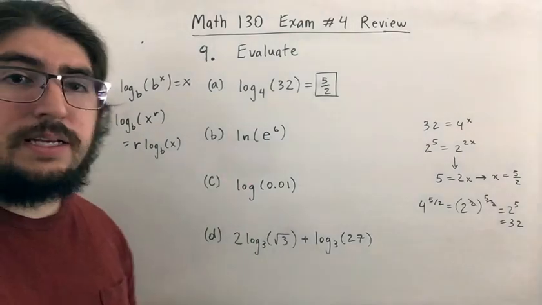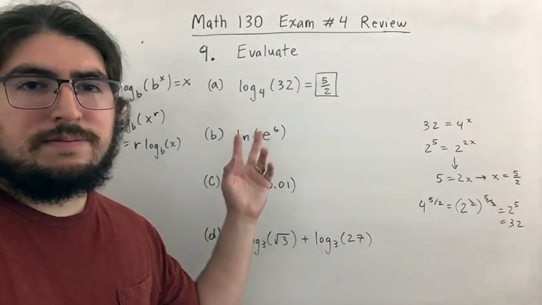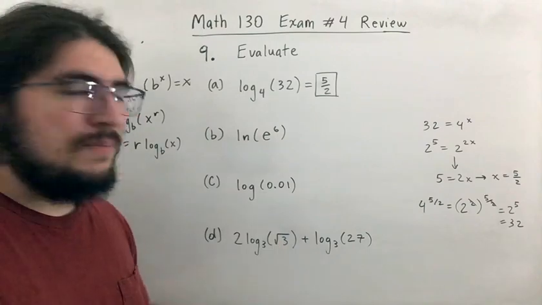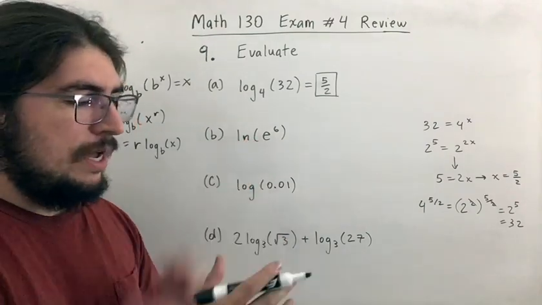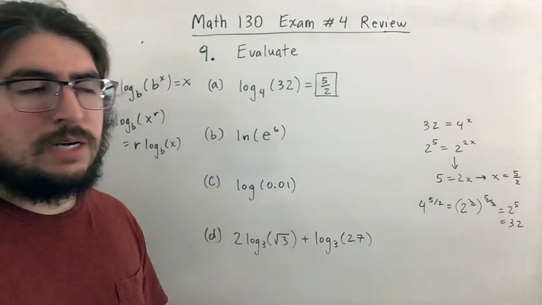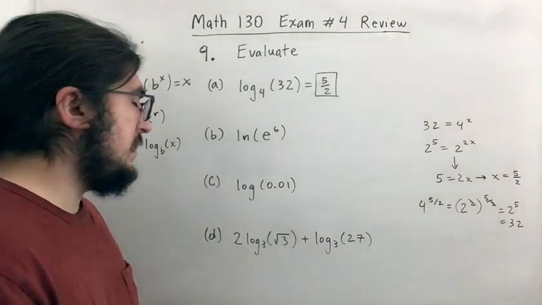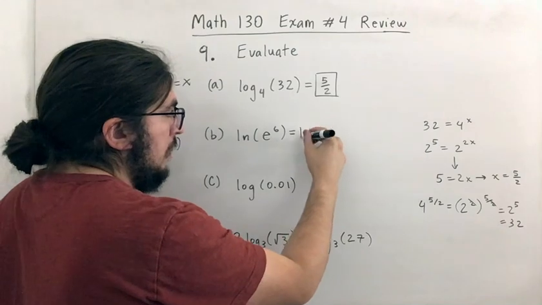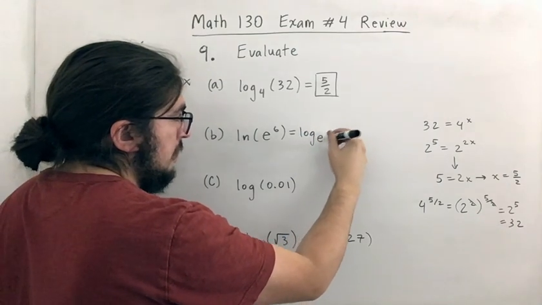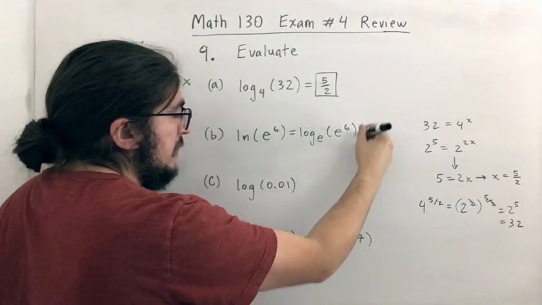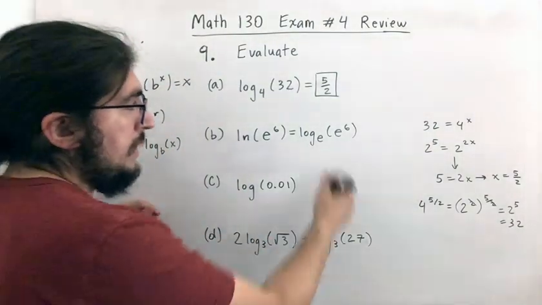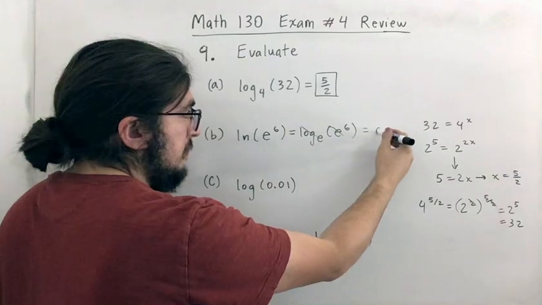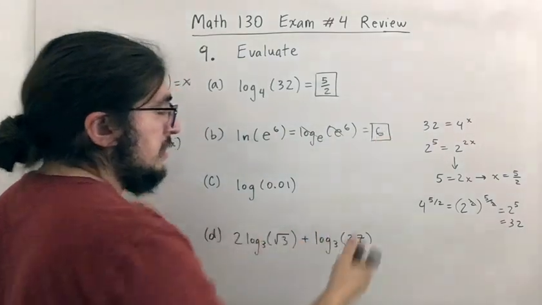Now, ln stands for natural log. It's log natural, I guess. But it's really natural log. Now, the reason why the L and N are in opposite order is because that's how you would say natural log in Latin, basically. So this means log base e of e to the 6th. So right away, using this property, we can basically just cancel these out and just get 6 itself. Perfect. Just using that property.